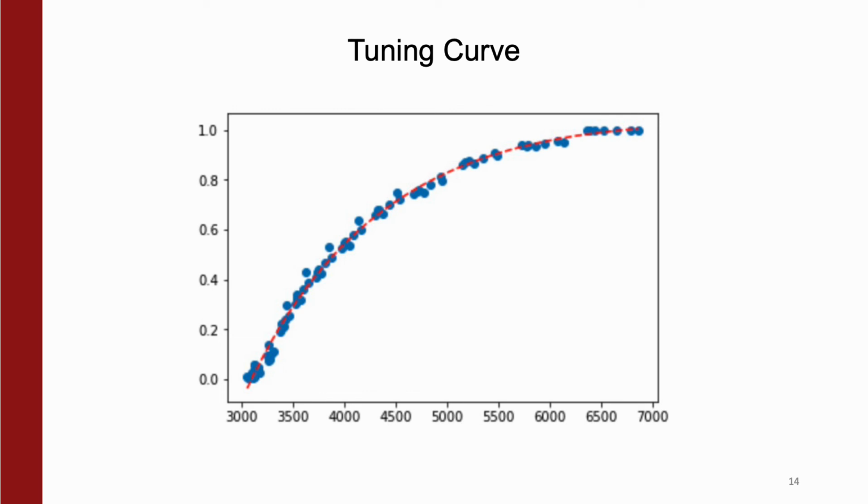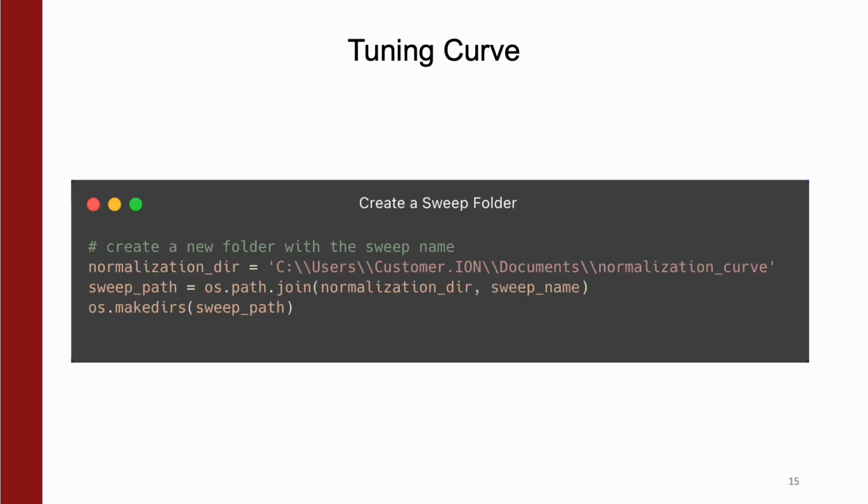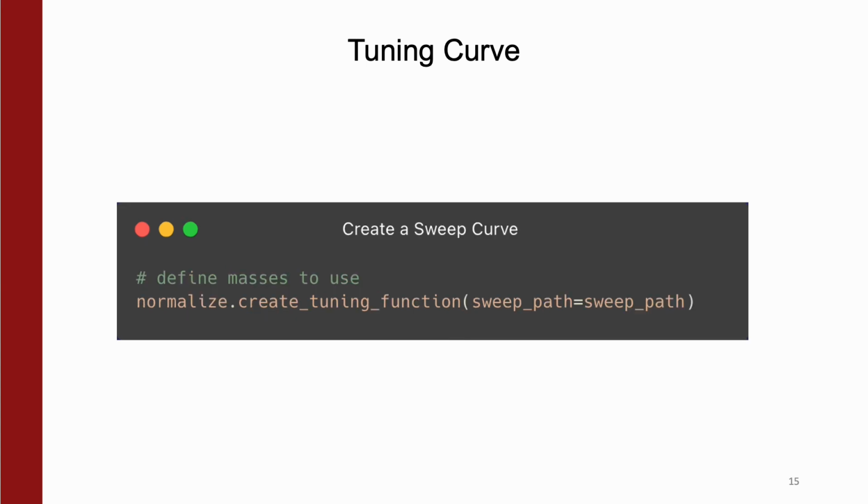As an illustration, here's this curve. The x-axis is detector gain, and the y-axis is the percentage of max signal. It should look qualitatively like this. However, it is okay if the actual values are slightly different. In the notebook itself, you're going to first pick a sweep name, which will then be where this curve is stored, and then you're going to create the tuning function. You do this once per CAC.